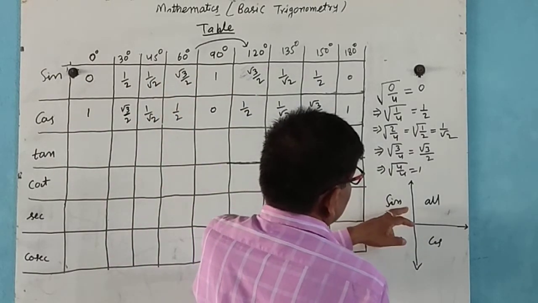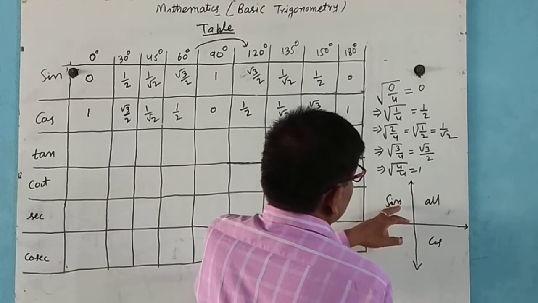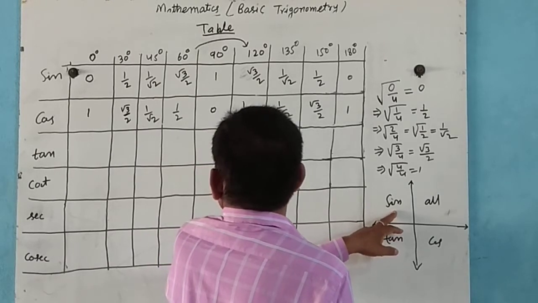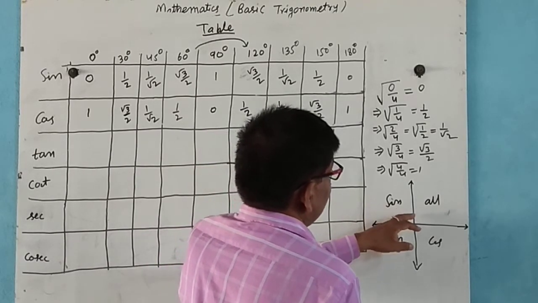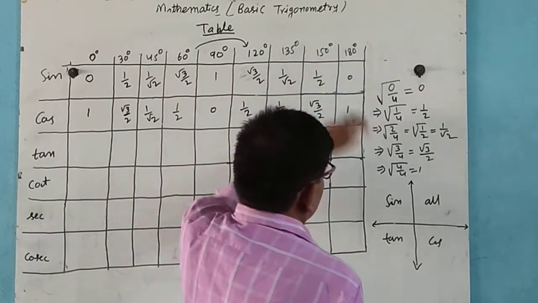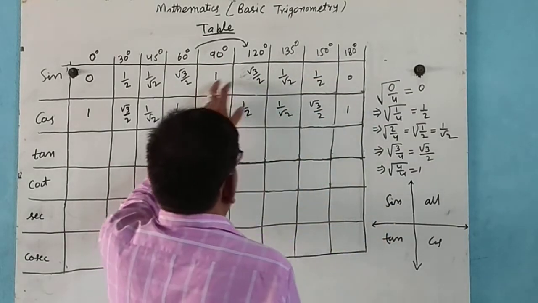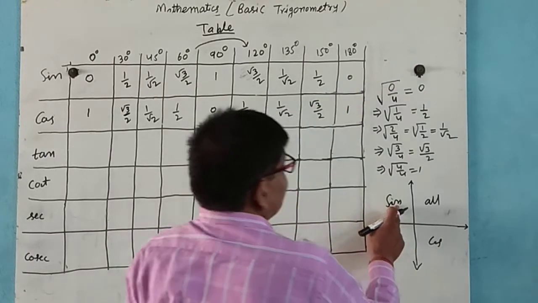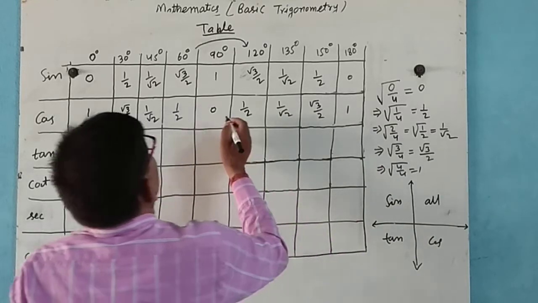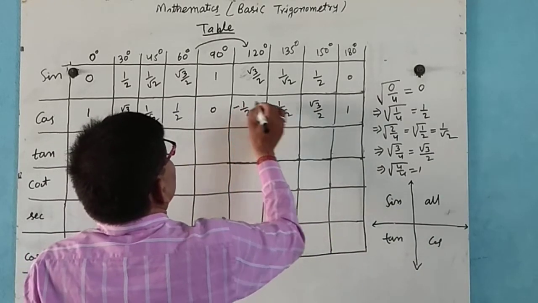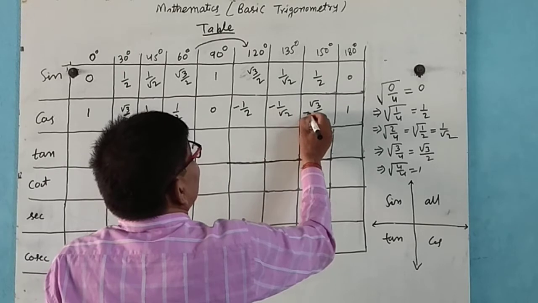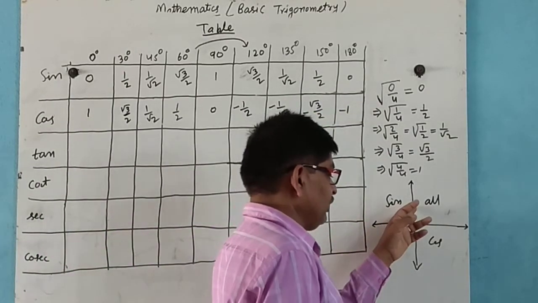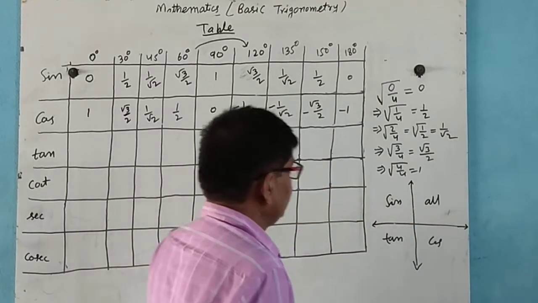And here sin and cosec are positive. In this case, sin and cosec are positive, 90 to 180 degree. But the rest, only sin and cosec are positive, the rest are negative. Here it shows that this becomes a negative sign. This becomes a negative sign because cos is negative from 90 degree to 180 degree.